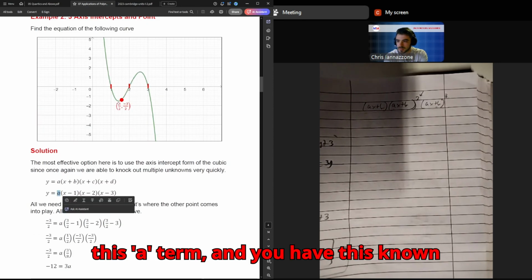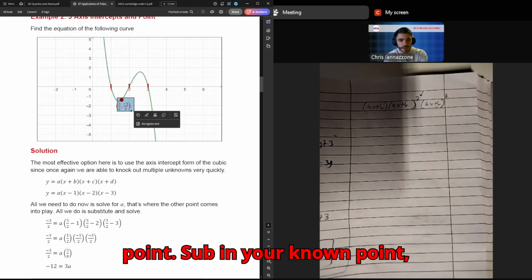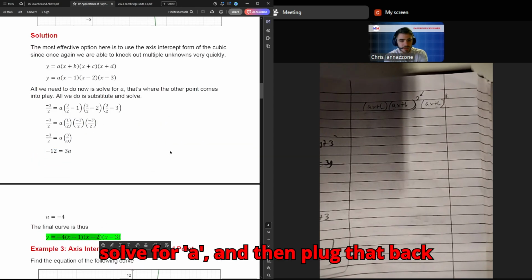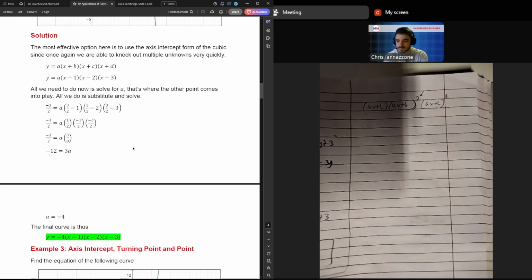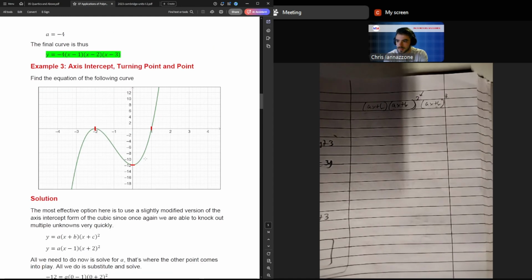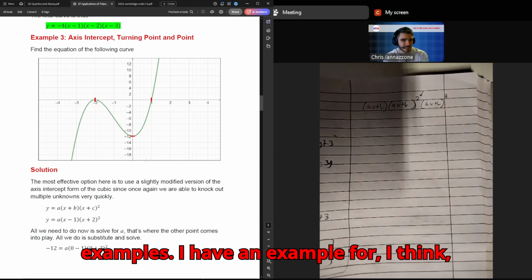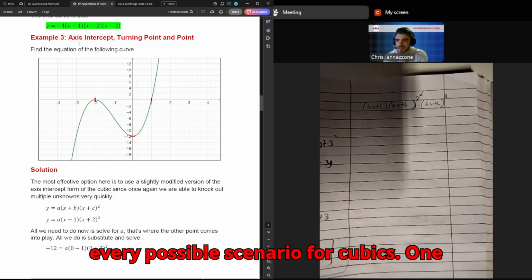Again, you have this a term, and you have this known point. Sub in your known point, solve for a, and then plug that back into the equation. Okay, and now we're going into a few more examples. I have an example for, I think, every possible scenario for cubics.